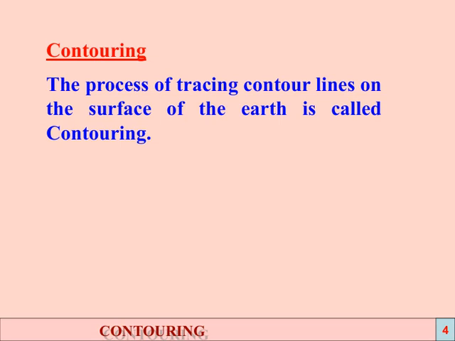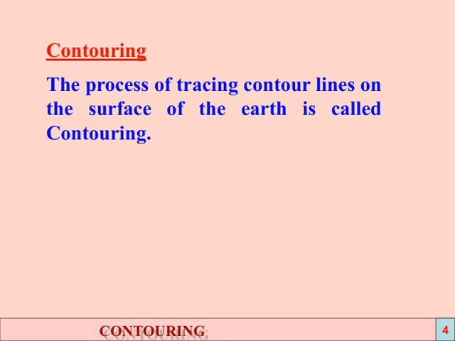Contouring is essentially the process of tracing contour lines on the surface of the Earth. These lines represent points of equal elevation, helping us understand the shape and slope of the terrain. When we draw these lines, we're creating a map that visually communicates the land's elevation changes.